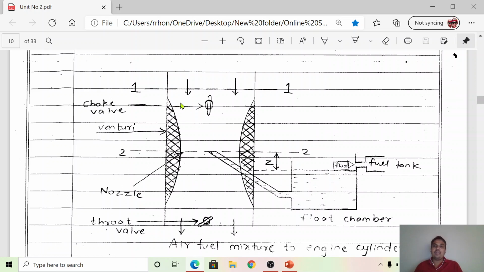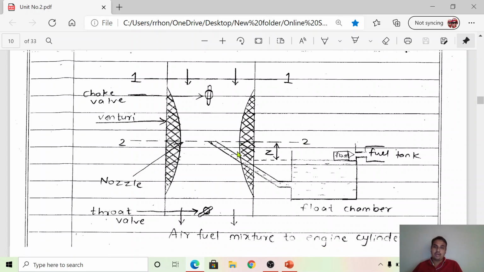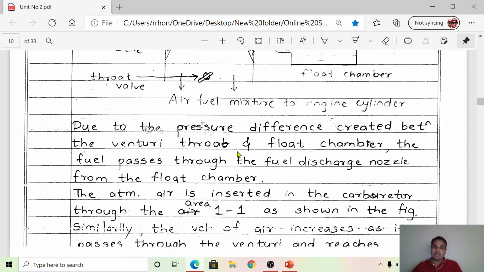So what is our consideration? Let us consider section 1-1. Suppose here is 1 and here is 1, and this is that section. Section 1-1 is the entrance section through which the air comes inside the carburetor. And let us consider section 2-2. Here is 2 and here is 2. Section 2-2 is the throat section of the venturi. So we have considered section 1-1 as the entry section through which air can enter the carburetor, and section 2-2 as the throat section of the venturi. Along with these two considerations, we'll proceed to understand the things.